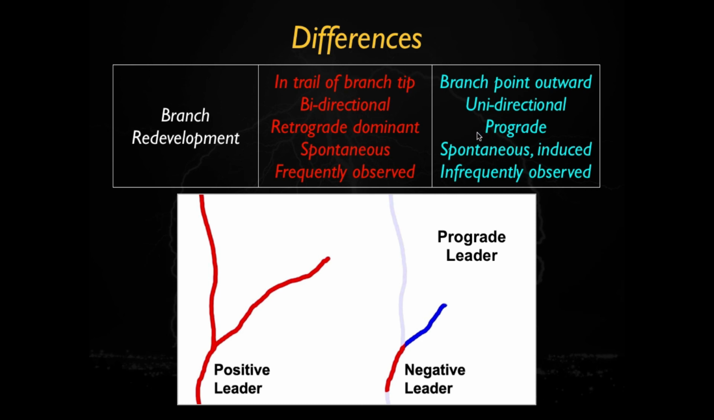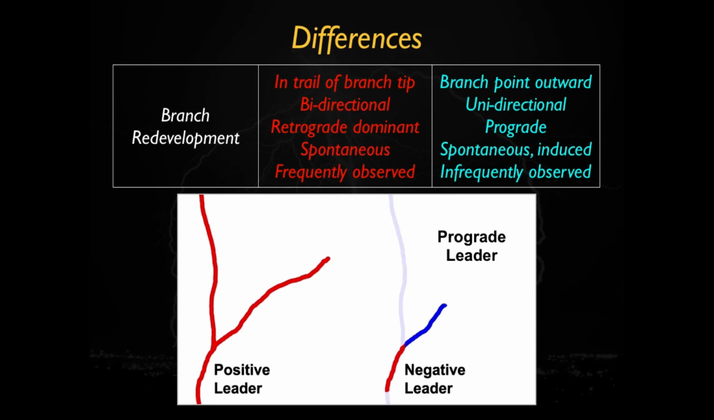Now, the frequency at which this redevelopment in the negative leader branches occurs is quite rare compared to how often we see the recoil leaders form on positive leaders. We see that quite often with positive leaders, but quite infrequently with negative leaders. We don't seem to see any kind of triggering mechanism or an induced process that causes the recoil leader to develop, and that is also true for the negative leader.